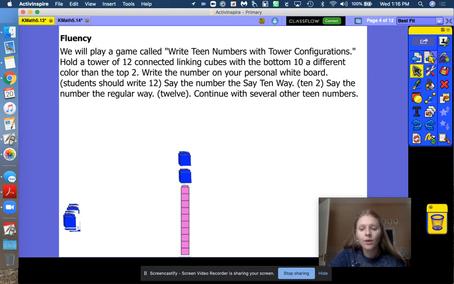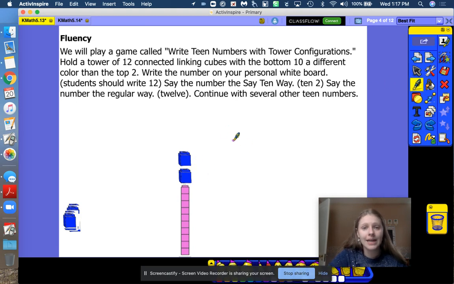All right, we are going to write our teen numbers now. So if you can or want to, get a board, a marker, or a pencil and a paper and write the number of how many cubes you see. So remember, this pink one is a tower of 10. So I want you to count on. 10, 11, 12. Good. How many do I have in my tower? 12. Can you write that number on your board? A 1 and a 2, which represents 10 and 2, 12.